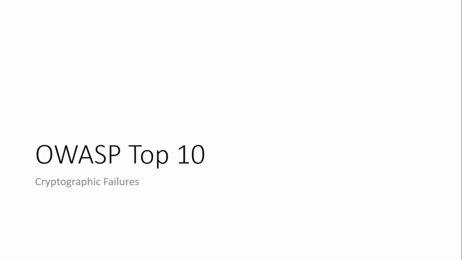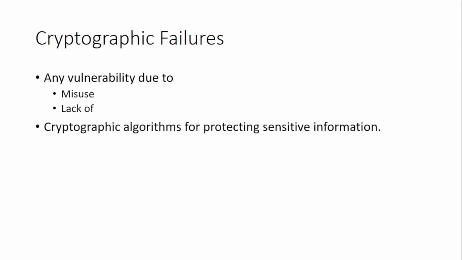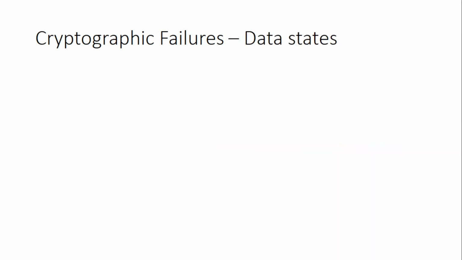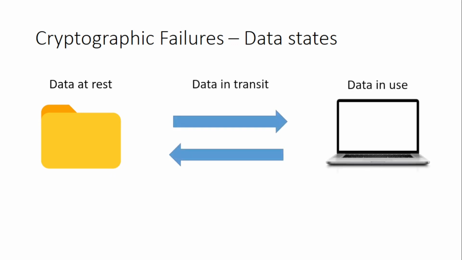The next, or number 2 in the OWASP top 10 list, is the cryptographic failures. So cryptographic failures refers to any vulnerability due to misuse or lack of cryptographic algorithms for protecting sensitive information. So generally speaking, to provide confidentiality, we use cryptography. Before going into what's cryptography and so on, we have to know what are the data states that we have. We have 3 data states: the data at rest, data in transit, and data in use.